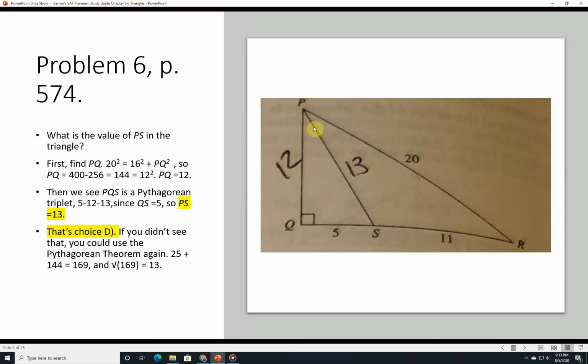No, because they're asking for PS. So we see 5, we see 12. Ah, it's a Pythagorean triplet. So we just know that's 13. Boom, we're done. 13 is choice D.